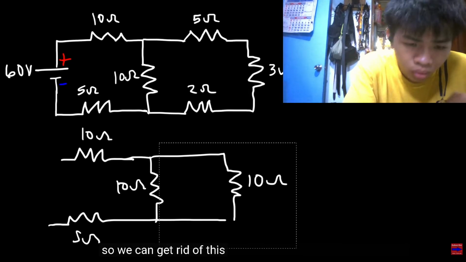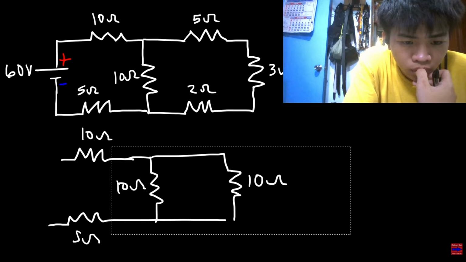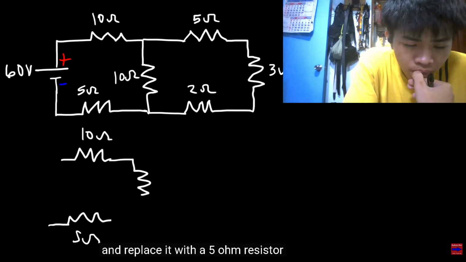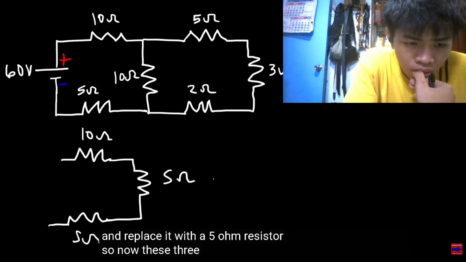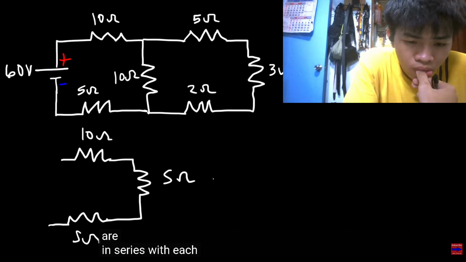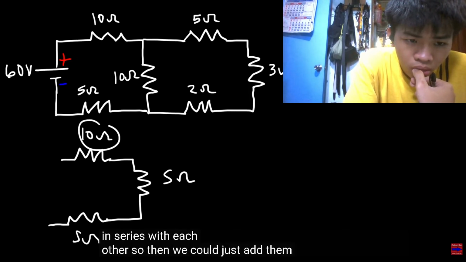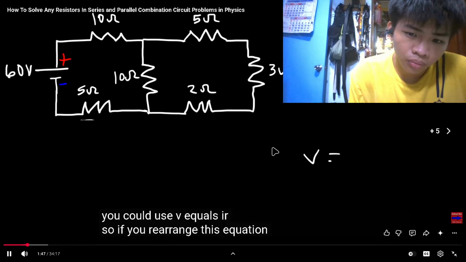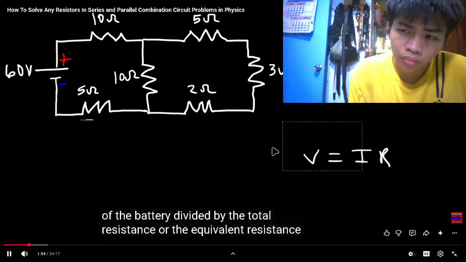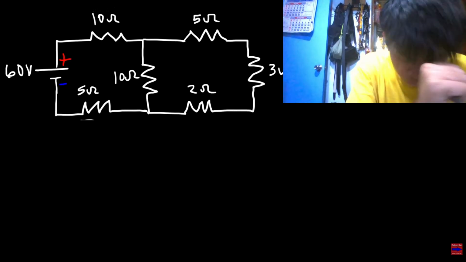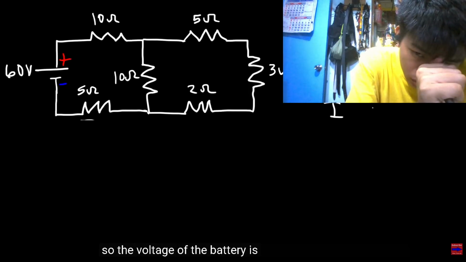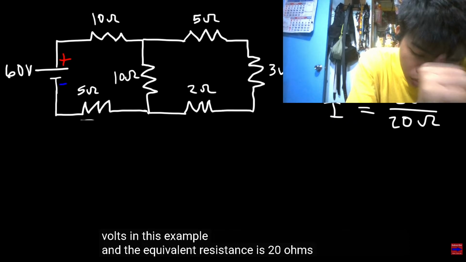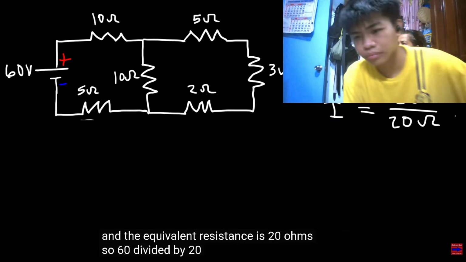So we can get rid of this and replace it with a 5 ohm resistor. Now these three are in series with each other, so we can just add them. 10 plus 5 plus 5 is 20. The voltage of the battery is 60 volts in this example, and the equivalent resistance is 20 ohms. Rearrange this equation to find the total current: 60 divided by 20.